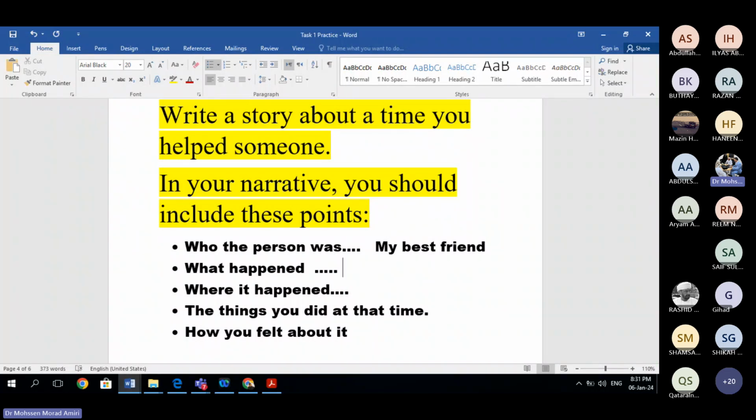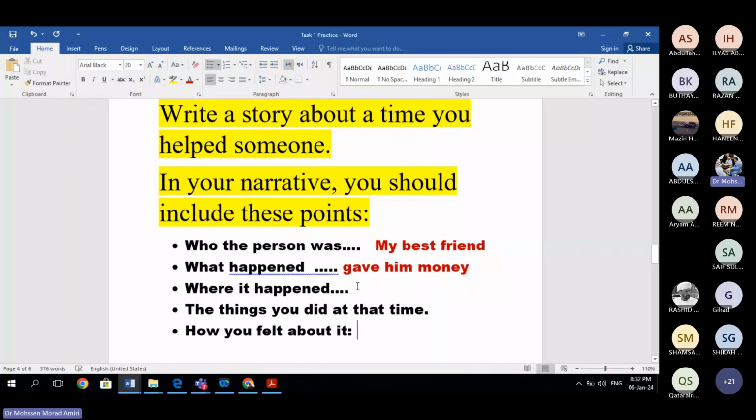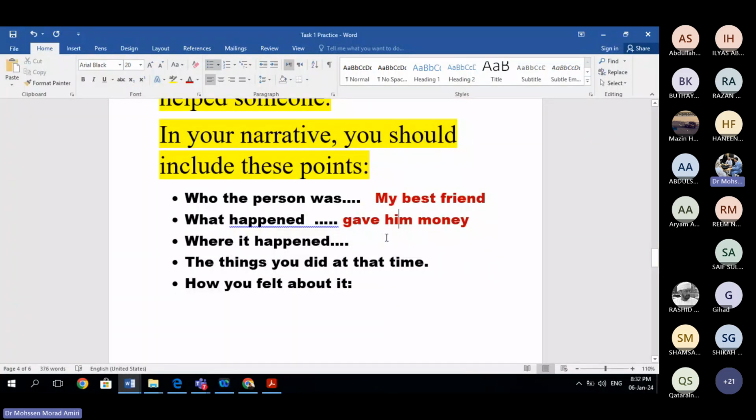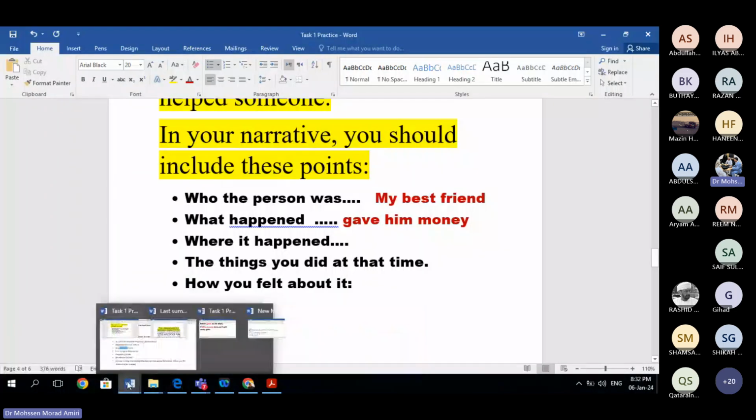For example, I gave him money, for example. Okay, what happened? For example, he did not have money or whatever. So in different ways, you can write these points, nukat. Okay, in this way, you can write nukat here to those parts that you know. The things you did at that time, okay, how you felt it. This is easy. But some parts, some of them you can answer, and some of them you don't need to.